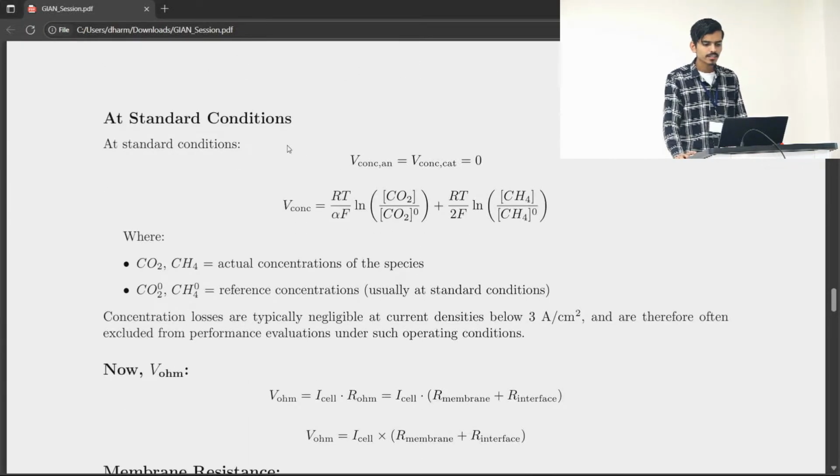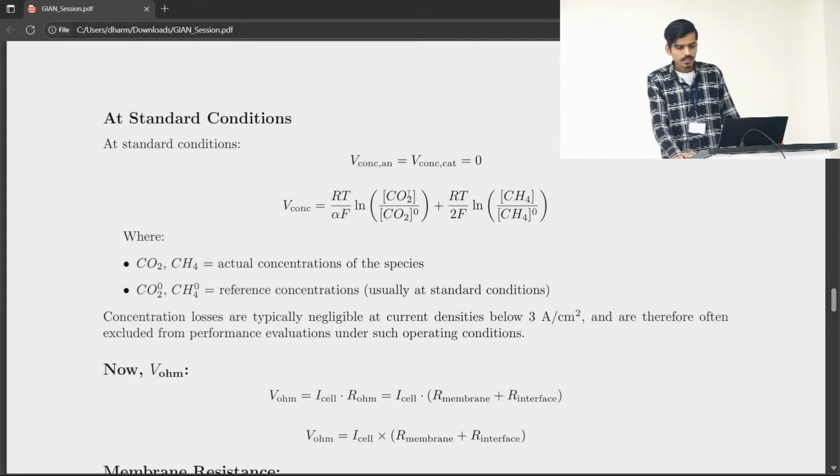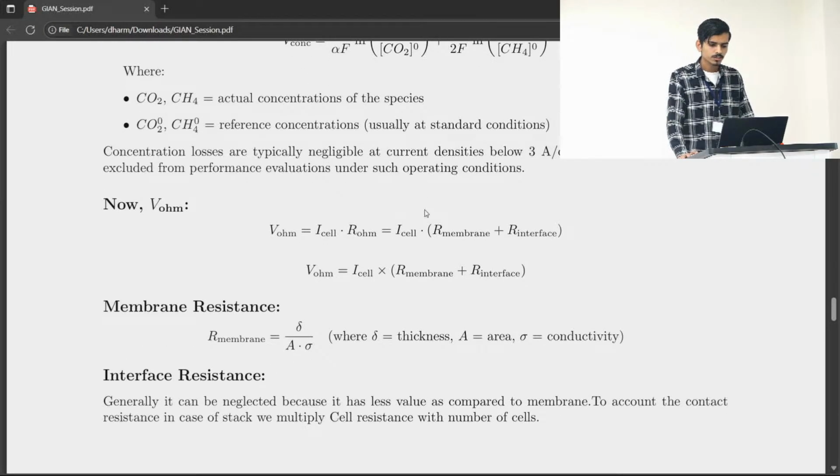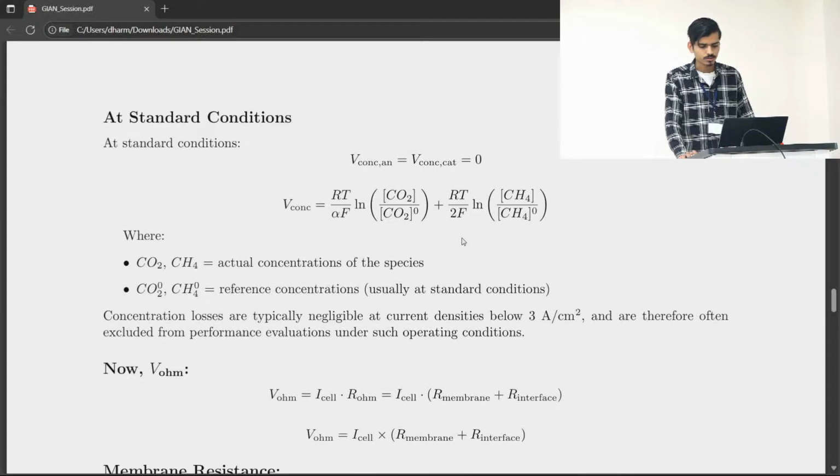At standard condition, V concentration anode and cathode is equal to 0, and below 3 ampere per centimeter square current density, these terms also have very small values, so we can easily neglect them. But when our scenario changes to more than 3 ampere per centimeter square, then these terms have a significant impact on our equations. So that's why we have to take care of that also.